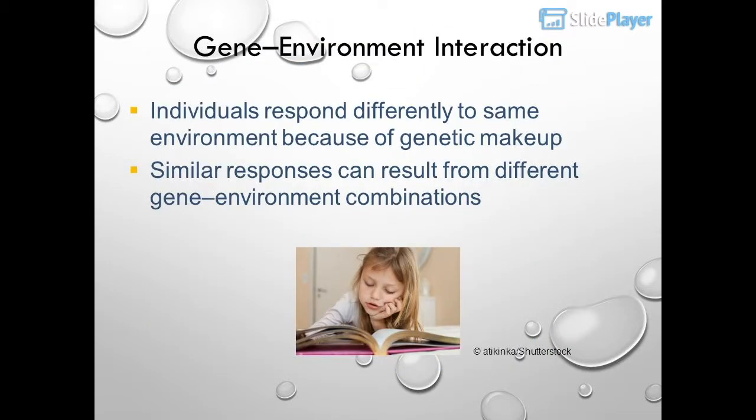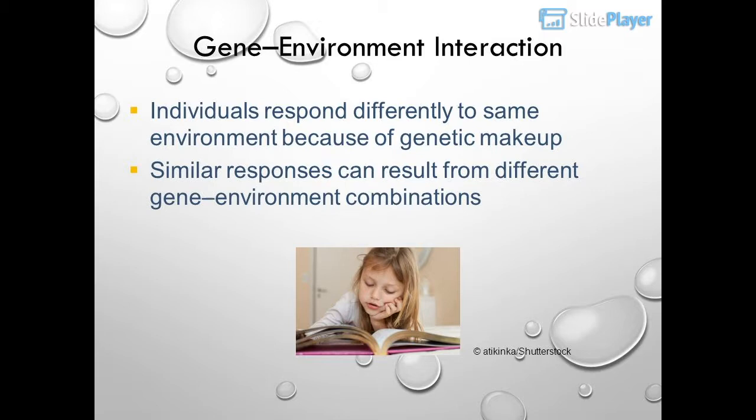Gene-environment interaction. Individuals respond differently to the same environment because of genetic makeup. Similar responses can result from different gene-environment combinations. Figure 2.8: Gene-environment interaction, illustrated for intelligence by 3 children who differ in responsiveness to quality of the environment.